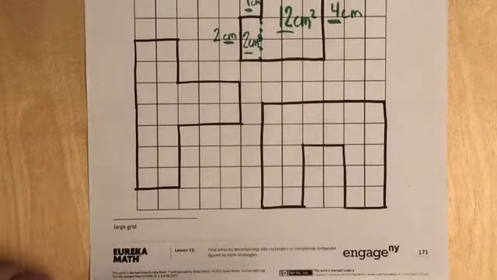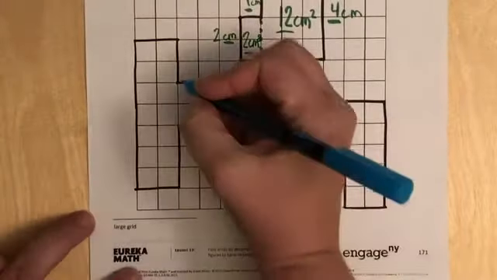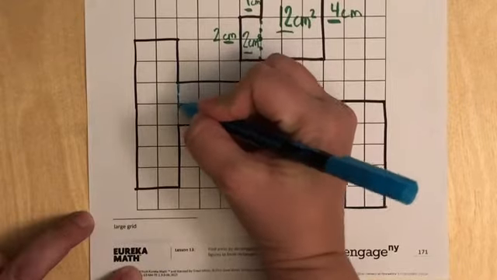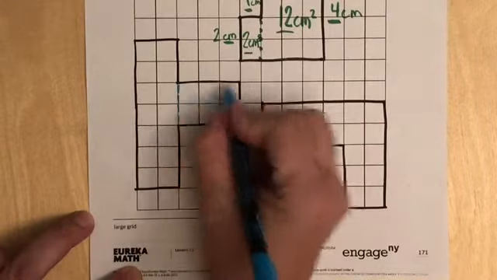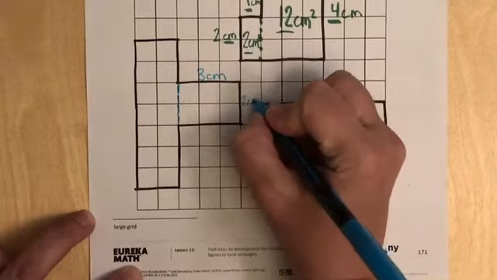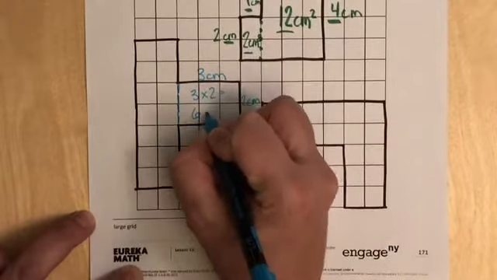Whichever way you did it is fine, as long as you followed the rules where I wanted you to show where you cut it and then you did your side length. So I cut it here. And then my first side length is 3 centimeters. This side length is 2 centimeters, so it's 3 times 2 equals 6 centimeters squared, or squared centimeters.